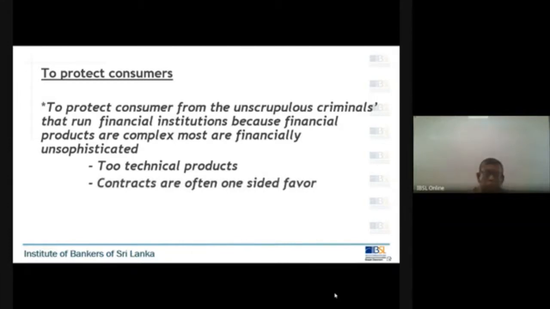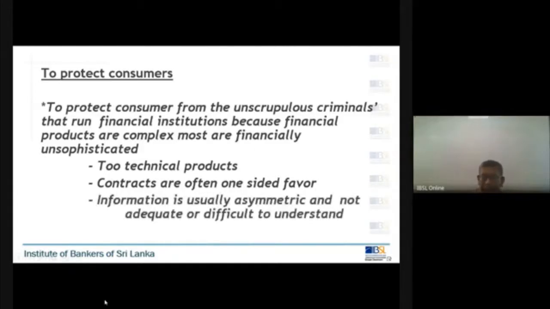Second point, usually those bank contracts, now we know financial business with the customers is a legally binding contract, and we have entered into many contracts with banks as customers. But usually, most of these contracts are one-sided in favor. Now, whose favored side? Bank side. Right? That's a fact, right? That's next one.